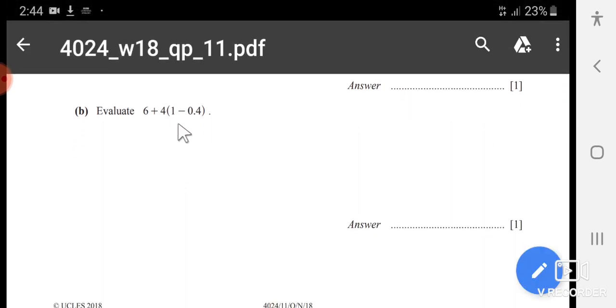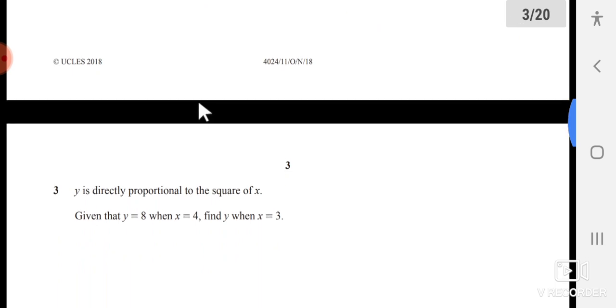Same way, first use BODMAS, solve the bracket first. So 6 plus 4 times 0.6 and then multiply 0.6 by 4, you will have 2.4, and then plus 6 with that answer, you will have the final answer for this question.